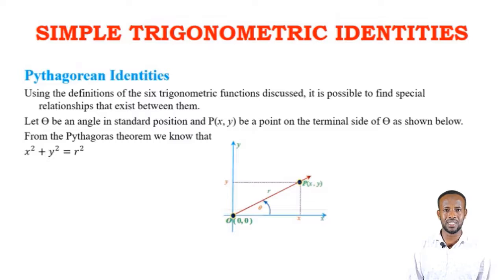This is the Pythagoras theorem. Now, if we divide both sides by r squared, the equation has two parts, left side, right side.